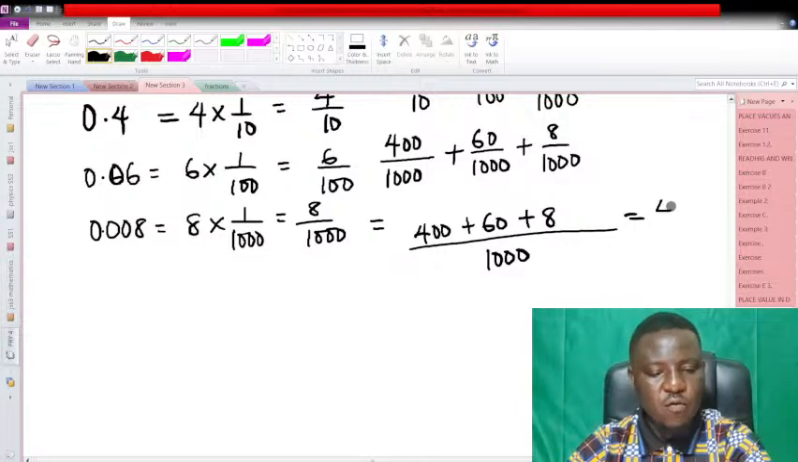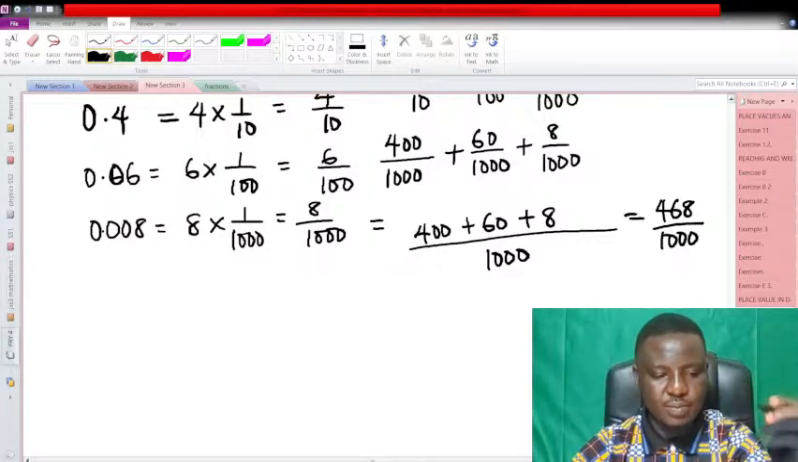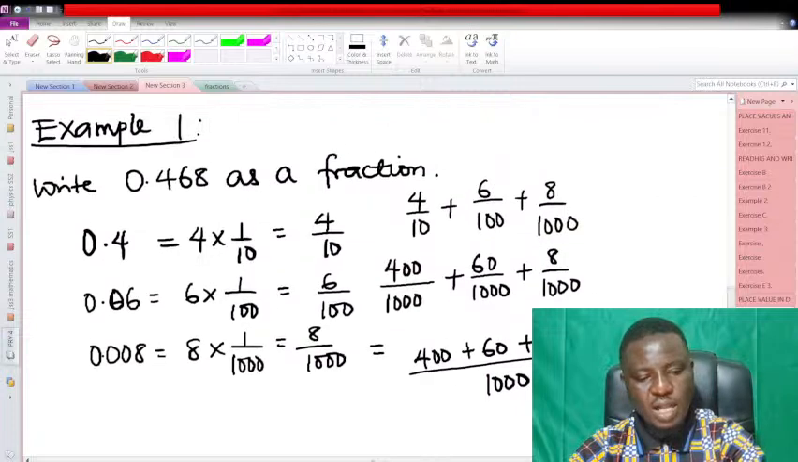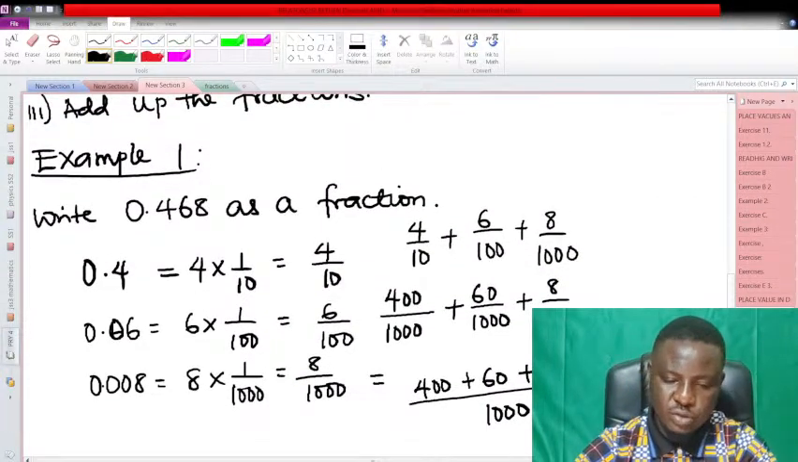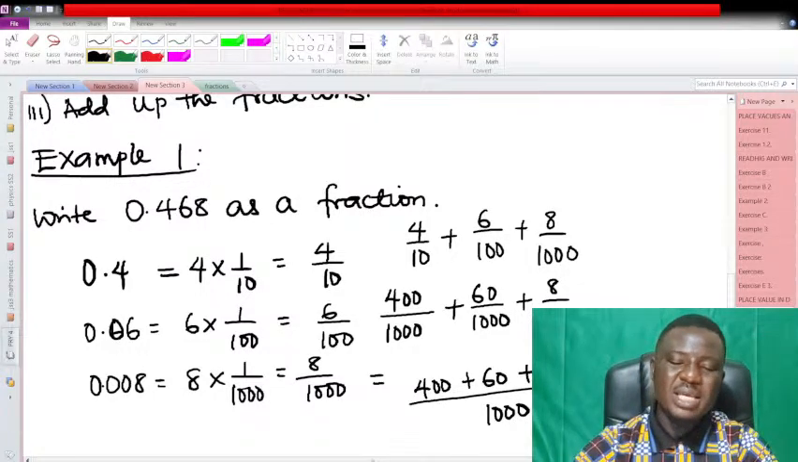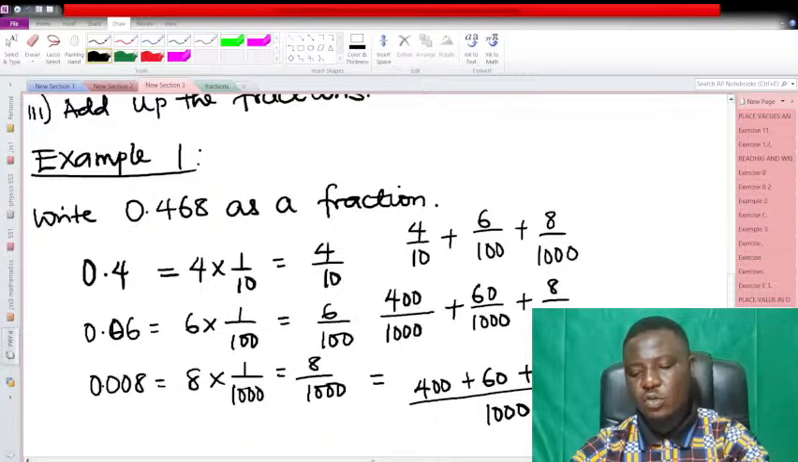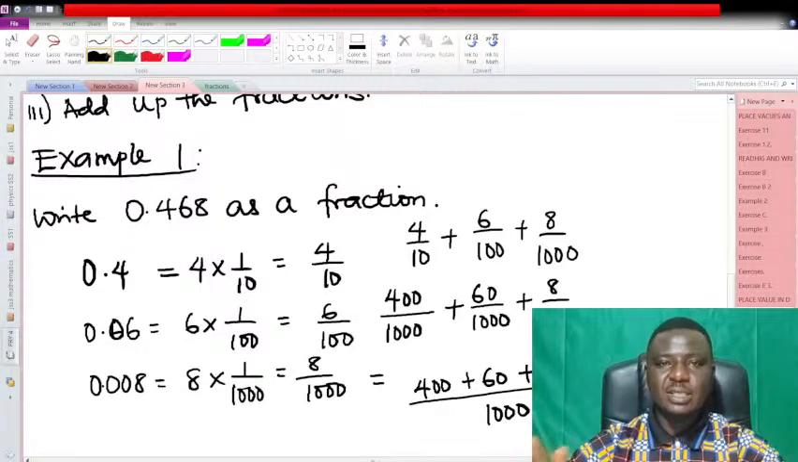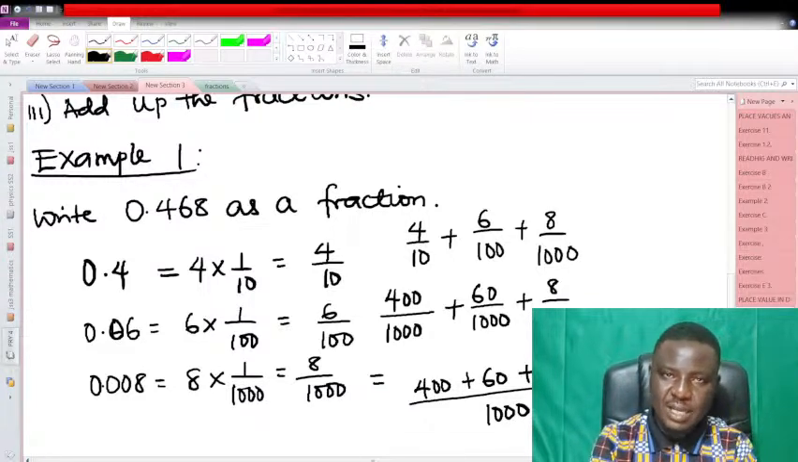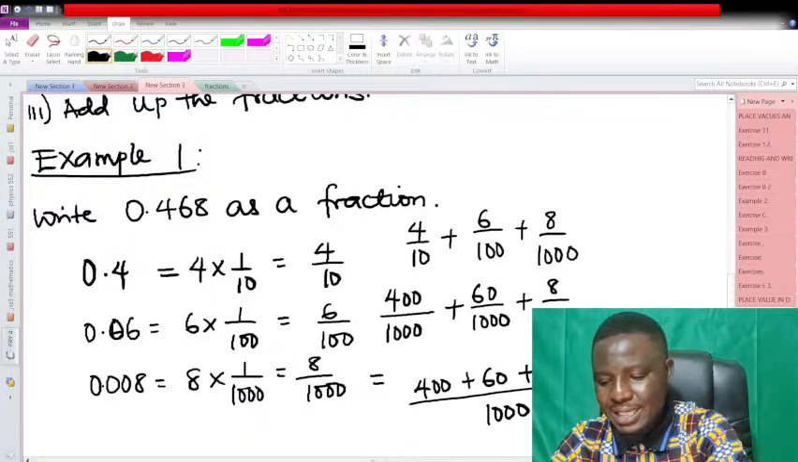That will be 468 divided by 1,000. So this is how you can convert decimal numbers to fractions. Now, in essence, in order for us to keep aside these 3 steps, to make your work simpler and faster, all you need to do is this.